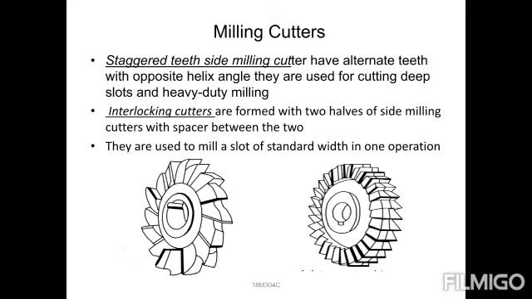Next one is the staggered teeth side milling cutter, which has alternate teeth with opposite helix angle. They are used for cutting deep slots and heavy duty milling. It has alternate teeth, not straight continuously: one tooth is provided on one side and the next tooth on the other side. That is the alternate teeth with opposite helix angle, placed side by side. They are used to cut deep slots with heavy duty milling.